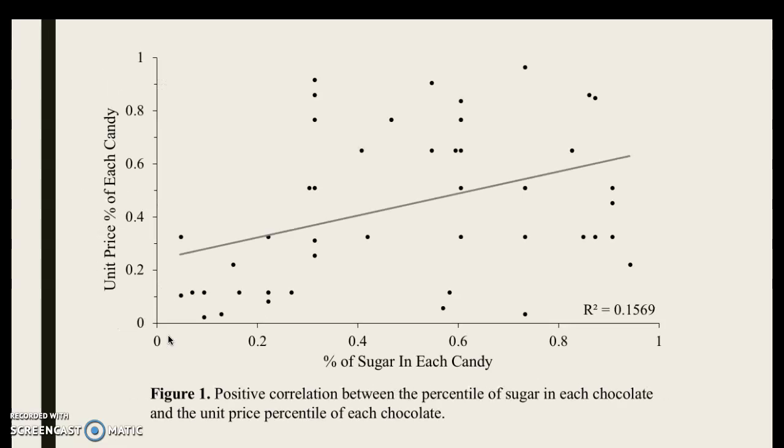And you can see this here in this scatter plot, that there is this line of best fit here, or the least squares line, and from this scatter plot, you can see that it is a weak positive correlation between the percentile of sugar in each candy and the unit price percentile of each candy. And that is my statistics project.